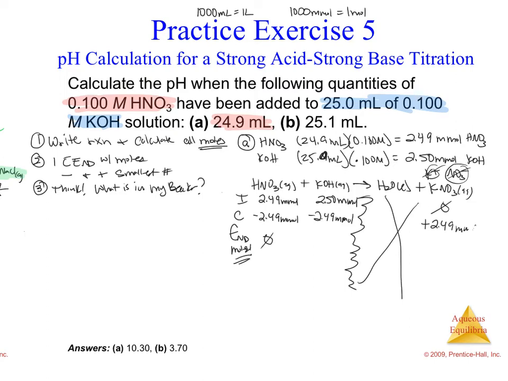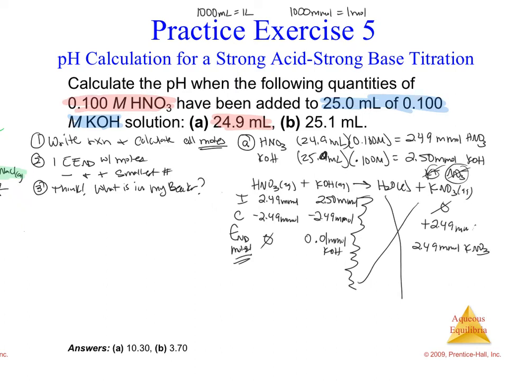So we use all of the HNO3, that's our limiting reactant. I have excess KOH, so 0.01 millimoles of KOH, and then I end up with 2.49 millimoles of KNO3.